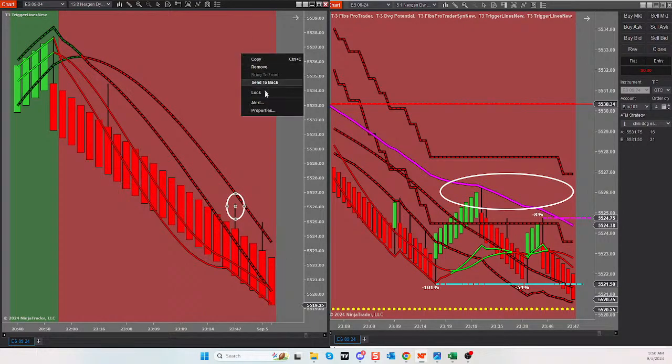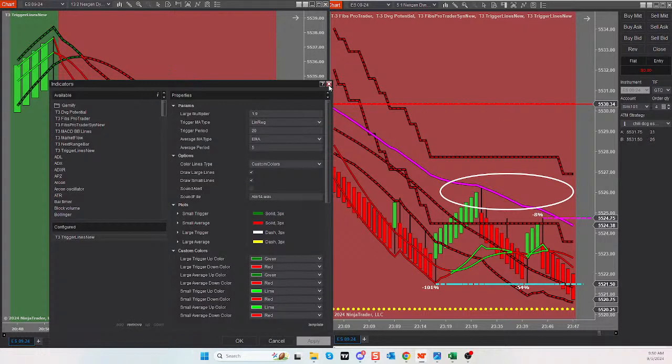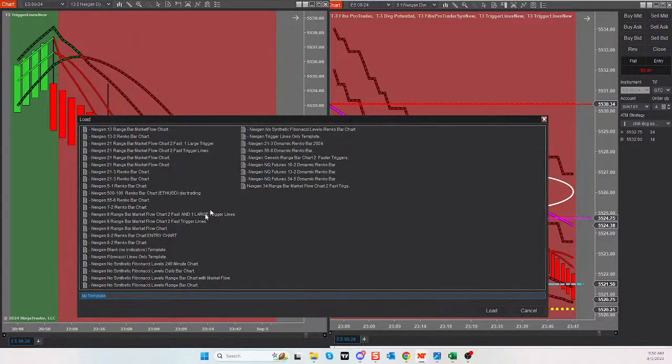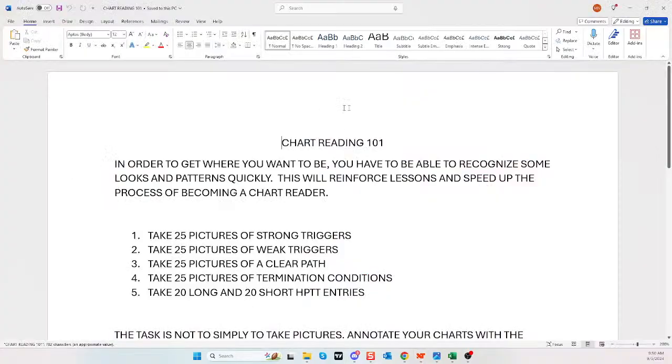So you can go back and study that. And you can go back and practice that. And you can go back and annotate these pictures. And you don't have to be in a trade to recognize this pattern. The easiest way to recognize it is to break it down individually. To not look for a trade.